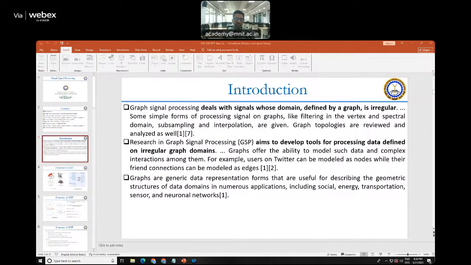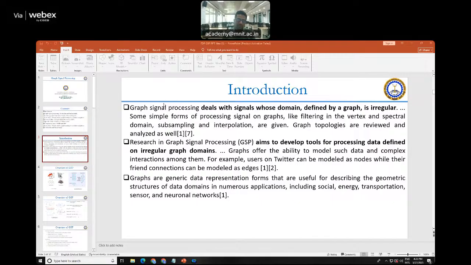Definitely, if a signal is very, very simple, we are not able to find out much from its structure. But when a signal is complex, like the EEG signal or facial expression, which are multidimensional, there you can see the interconnections are there, so there we will be able to utilize it.